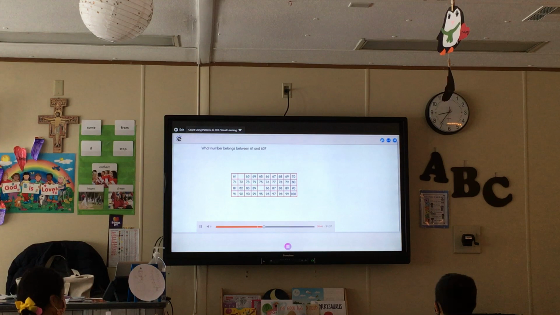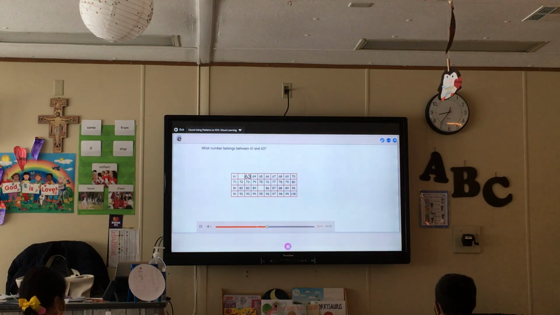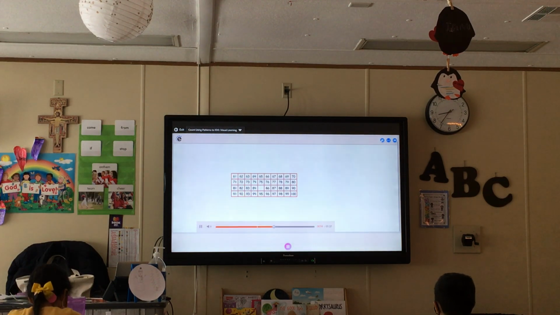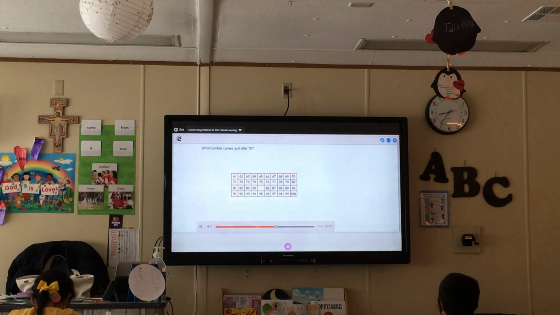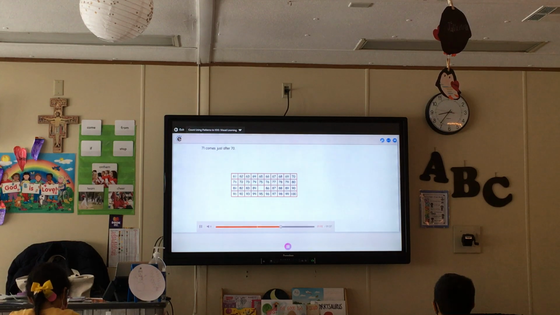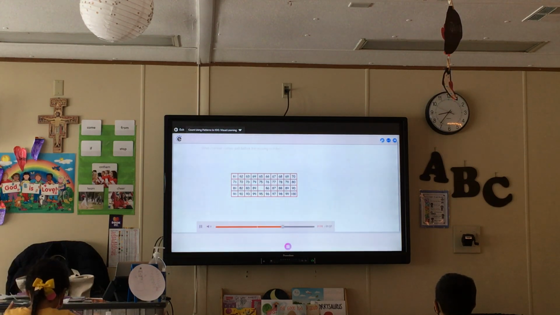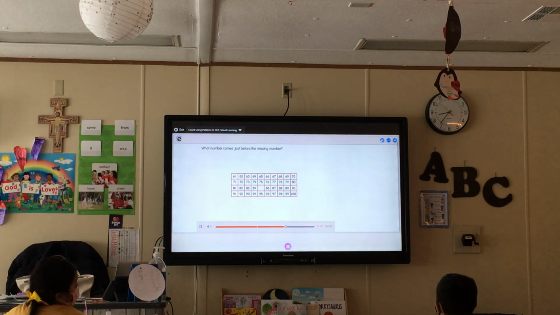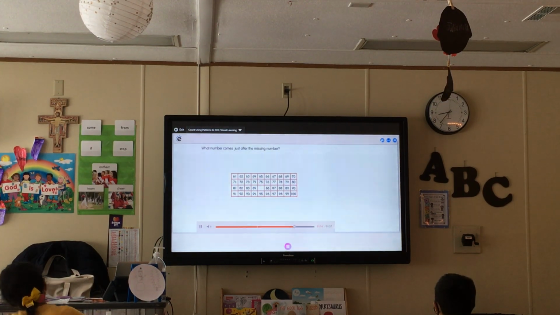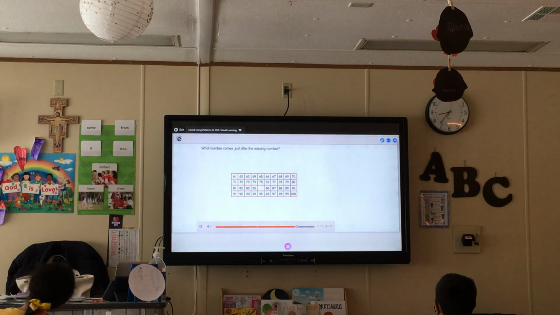What number belongs between 61 and 63? Go ahead and say it. 62 belongs between 61 and 63. What number comes just after 70? 71 comes just after 70. What number comes just before the missing number? Ooh, what number comes right before it? 84 comes just before the missing number. Keep your eyes up there and pay attention. What number comes just after the missing number?